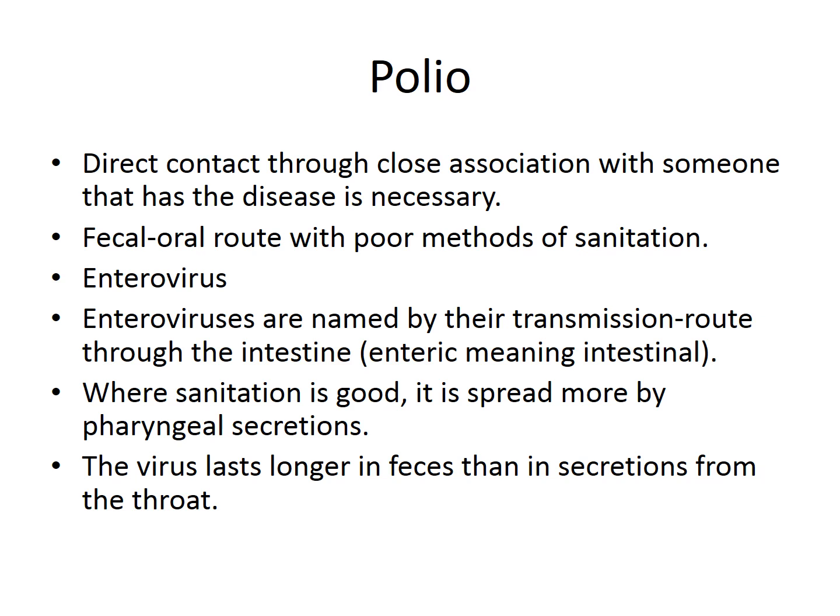Direct contact through close association with someone that has the disease is necessary to contract the disease. So that's how you can see that it would run through complete families. And remember back in the 30s and 40s, a lot of people didn't have their own houses. They shared houses with, a lot of times, children would get married and they would move back home with their parents.